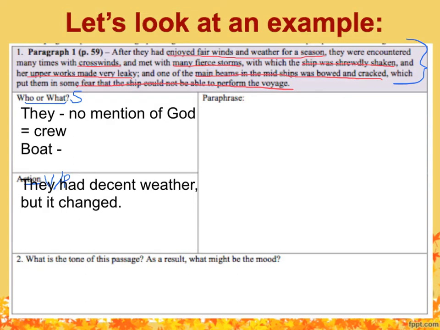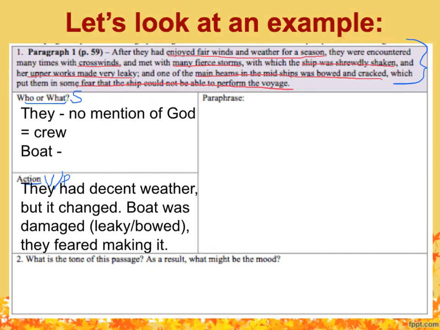And then I want to think about the boat. So if the boat is another who or what, what happened to the boat? And the boat, as I look up here, it says the upper works were made leaky, the main beam was bowed and cracked, and it put them in fear that the ship could not perform the voyage. So that's another thing about they. So they had decent weather, but it changed. So what about the boat? Well, the boat was damaged. And it leaked. And then I'm going to add about that part of the frame. And because the boat was damaged, the people feared making it.